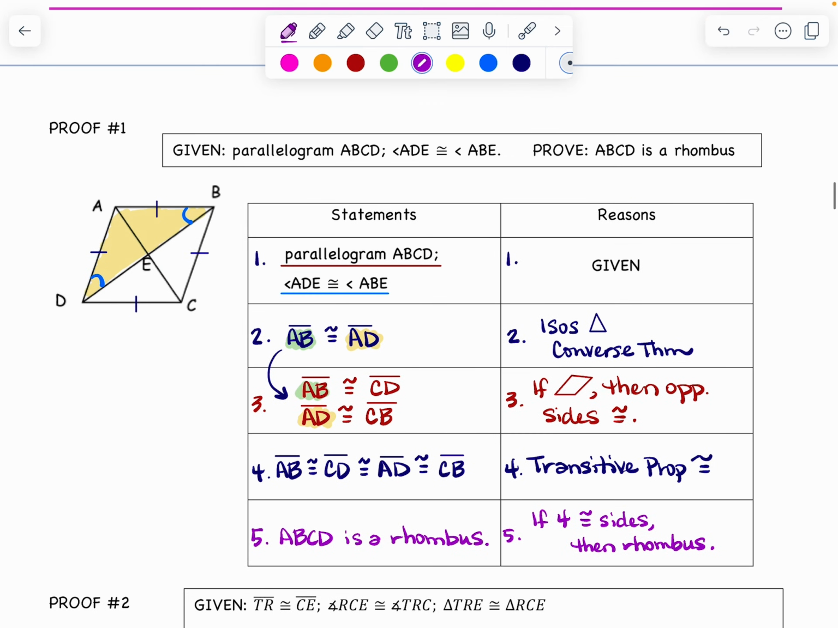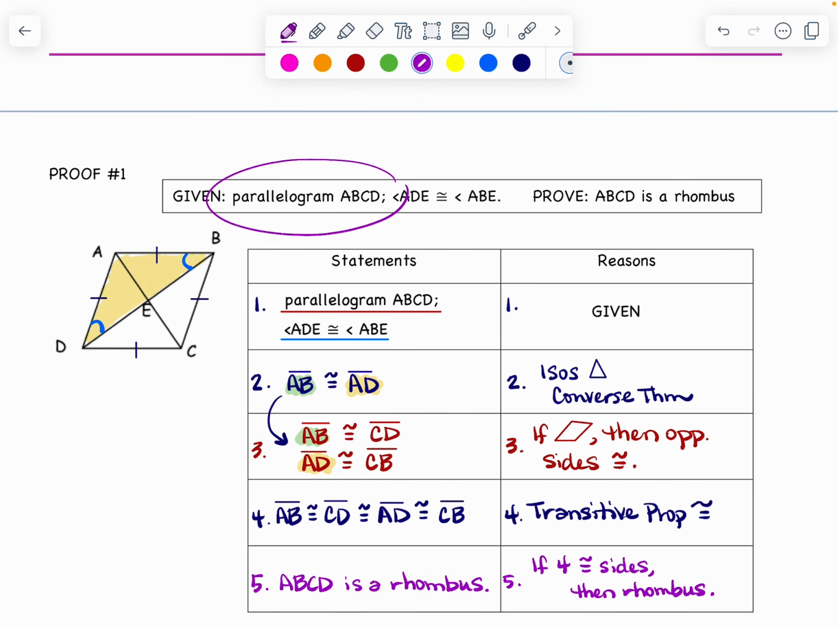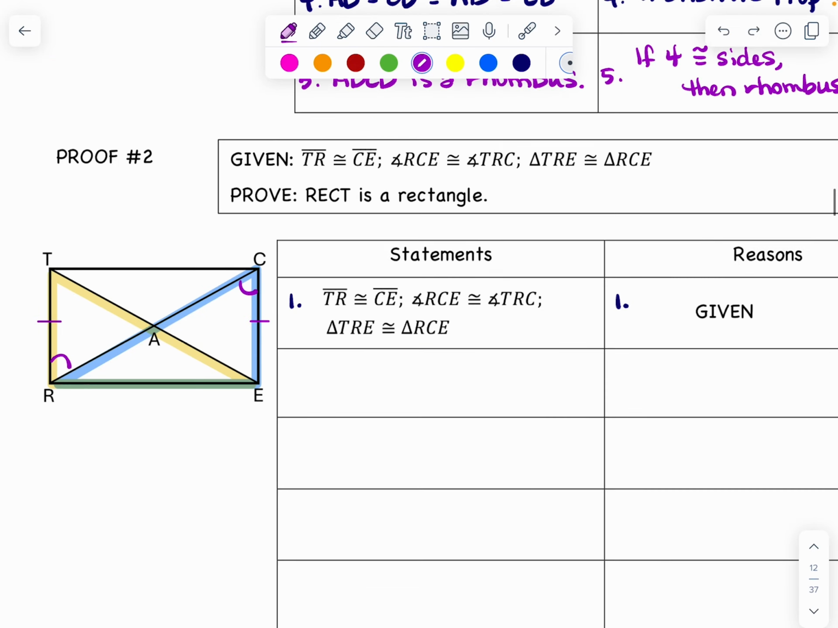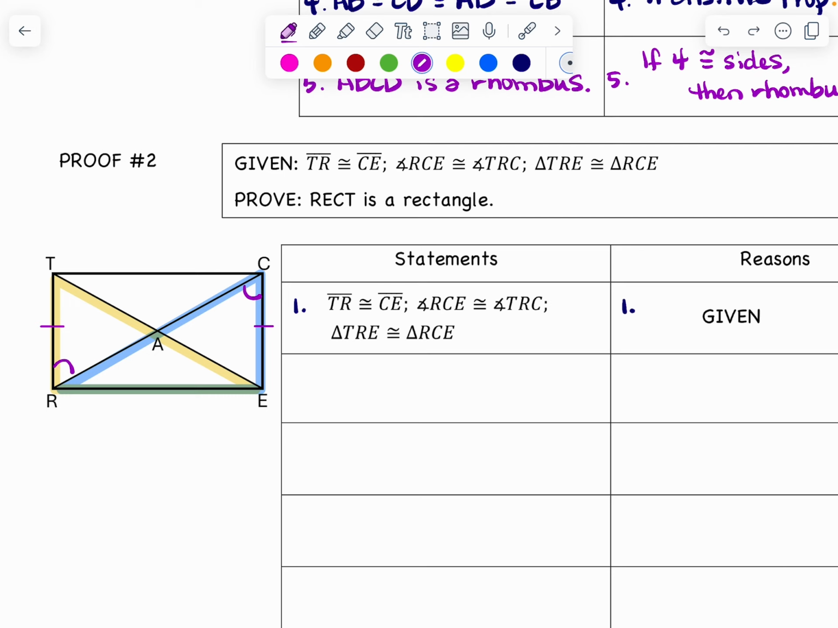Okay. Well, there is a big difference between this problem and the last proof, and that is up here, they told us it was a parallelogram. And that gave us a lot of leeway because we knew all those properties were already holding true, right? We don't have that going on in this one, right? They haven't told me that this is a parallelogram. So if I want to prove something's a rectangle, I probably need to prove it's a parallelogram first, right?